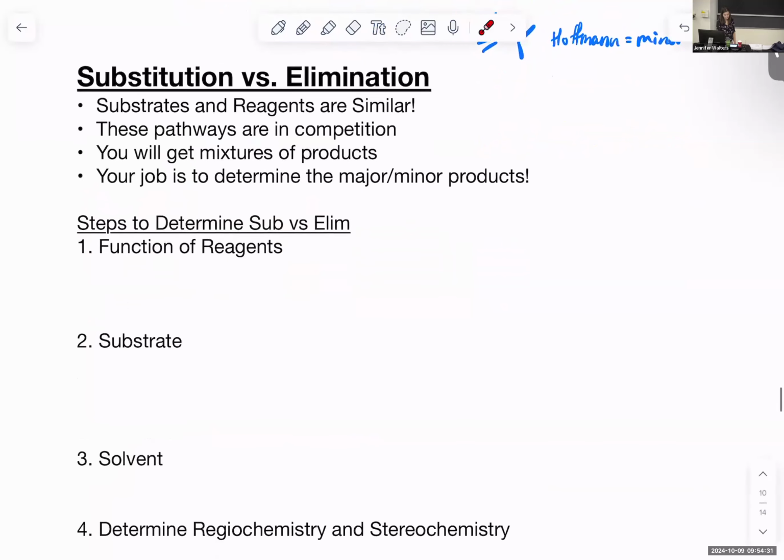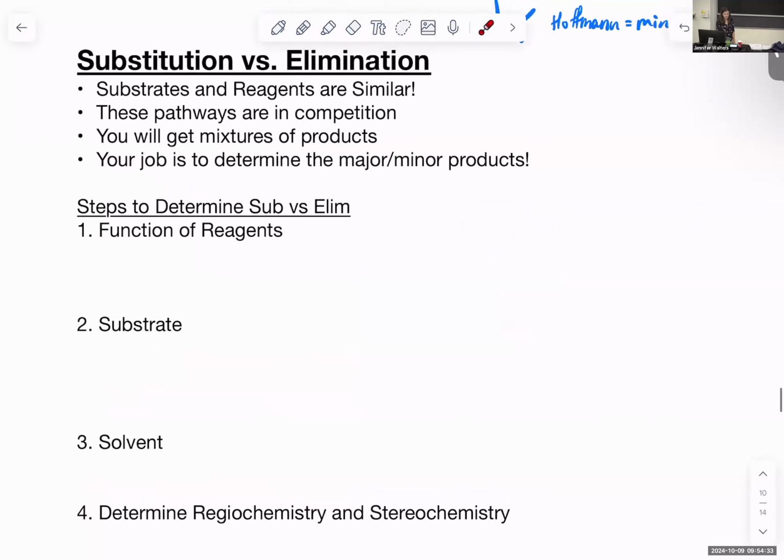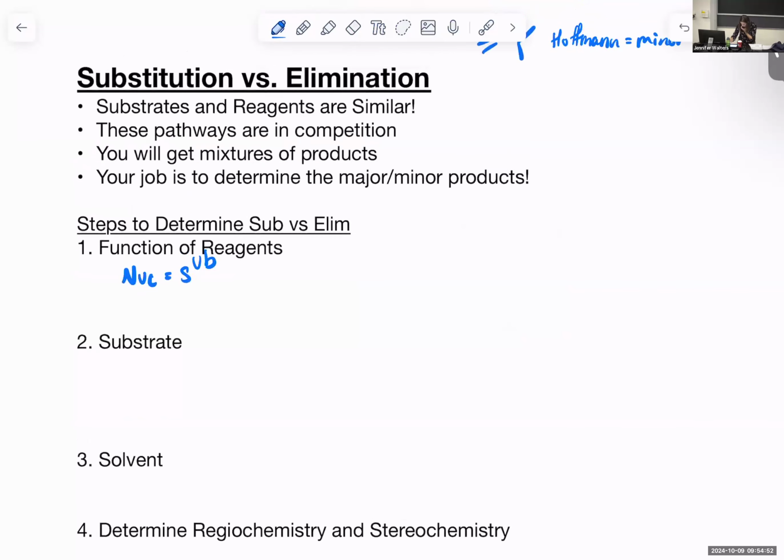So the ways to do this are going to be, first, identify the function of your reagents. We're going to look at reagents first. The reagent is your nucleophile or your base. You want to see if it's going to act as a nucleophile or base. If it's a better nucleophile, then it's going to do substitution. If it's a better base, then it's going to favor elimination.